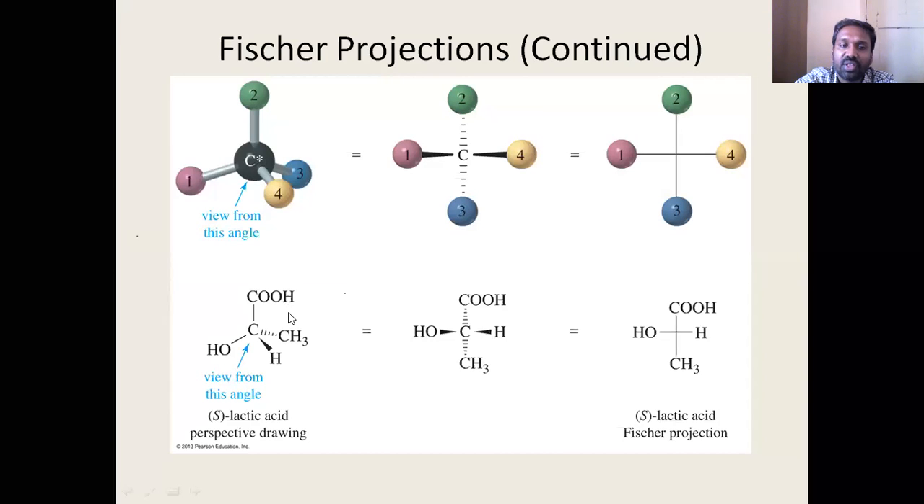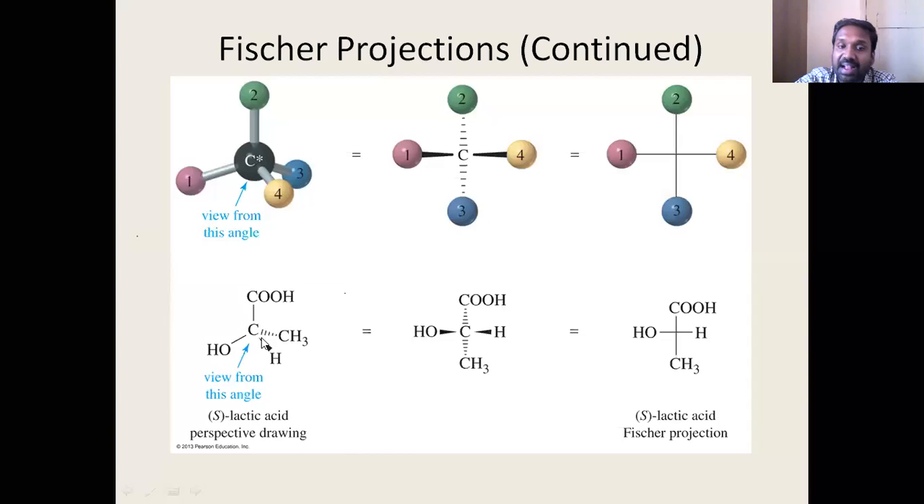You can ask me a question. Why did I not view the molecule in this angle where COOH and CH3 are coming towards me? I could have viewed in this angle, OH and H going away from me, COOH and CH3 coming towards me. Why did I not choose that angle? Because there is one more important assumption in Fischer projection, that in case there is an oxidized carbon containing alcohol, aldehyde or carboxylic acid, that has to be on the vertical line at the top.